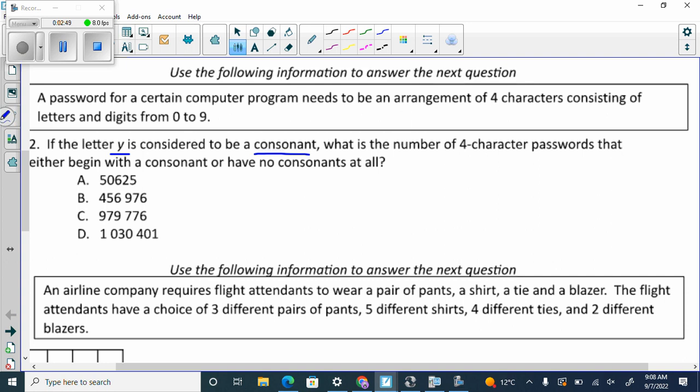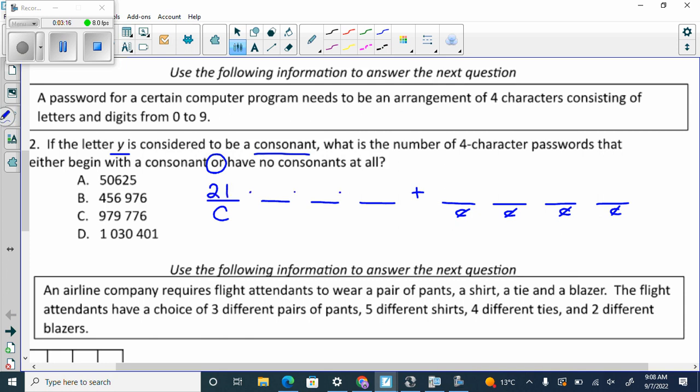what is the number of 4-character passwords that either begin with a consonant or have no consonant at all? Or means I add. Who's going to help me out? What's my first option on this blank? 21.